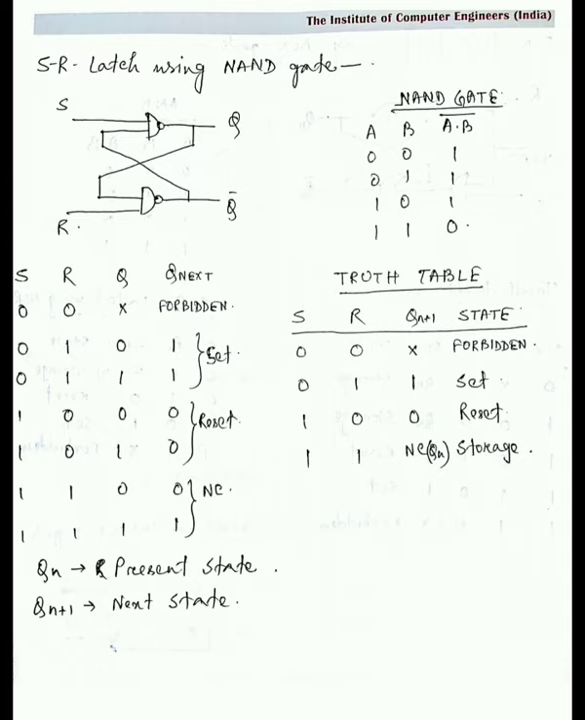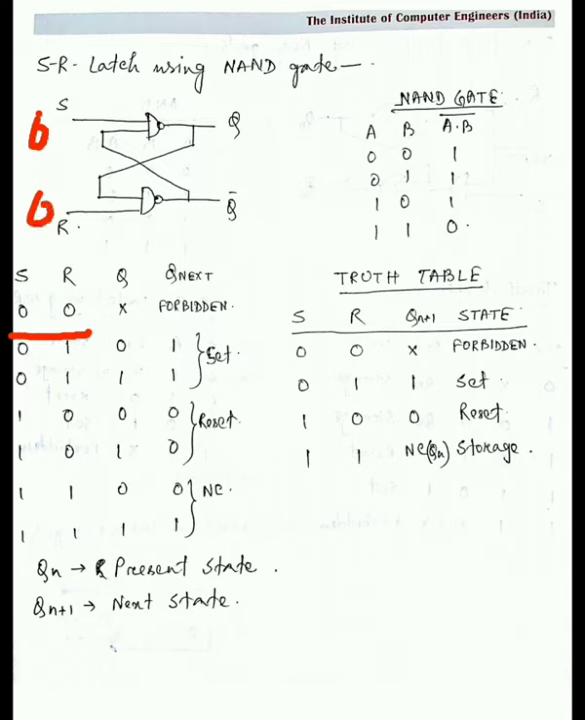As we know, the two inputs are S and R. For two inputs there are four combinations: 00, 01, 10, 11. Those are the main four combinations. Now at first I am going to show that if S and R both are 0, that means S is 0 and R is 0. Mind it very carefully.